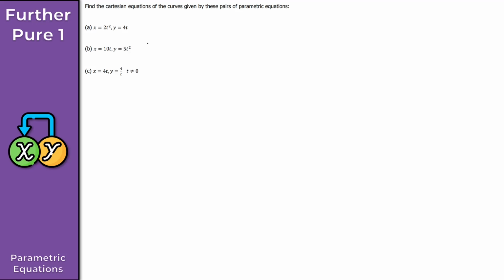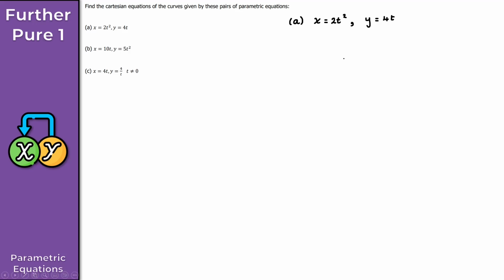For this question, all we want to do is find the Cartesian equations of the curves given by these pairs of parametric equations. To get us started for part A, let's start by writing down the parametric equations. We have x equals 2t squared, and we also have y equals 4t. What I need to do is rearrange one of these two equations, making t the subject. Once we do that, we substitute that into the remaining equation.